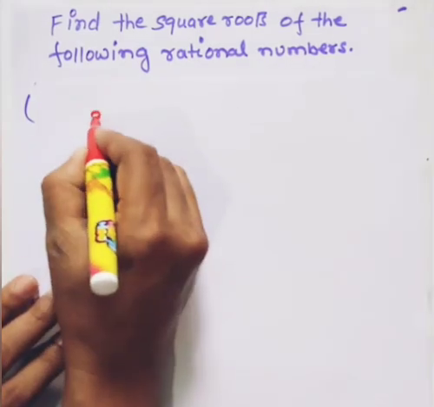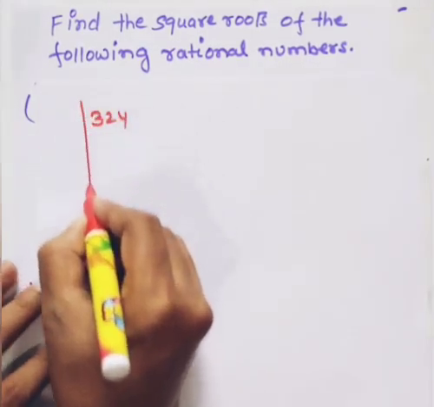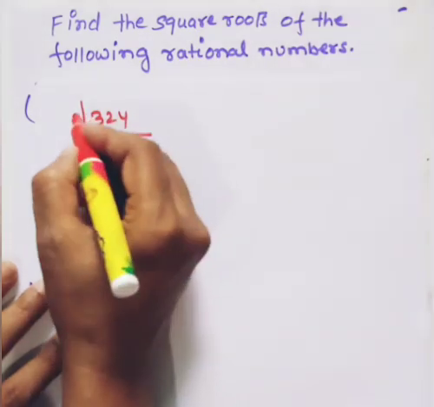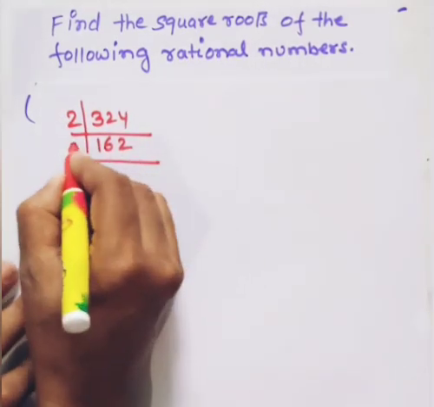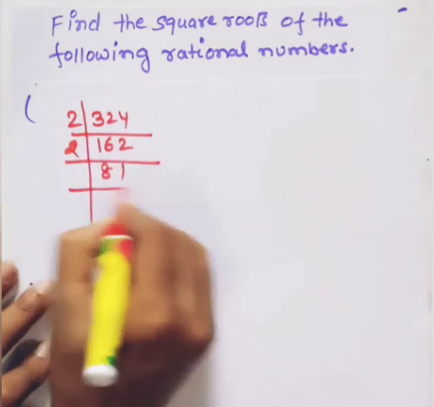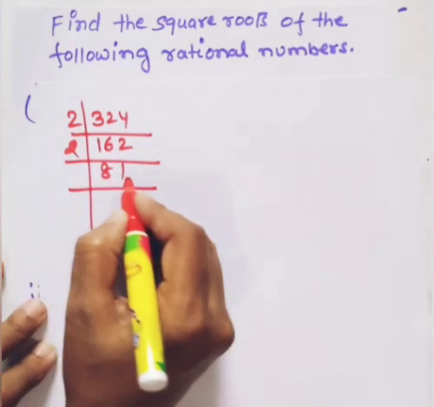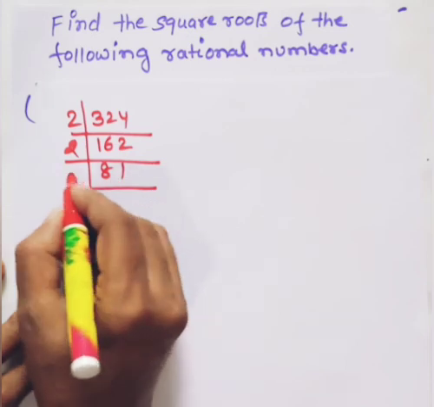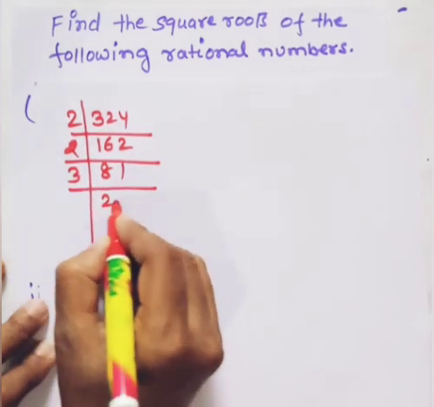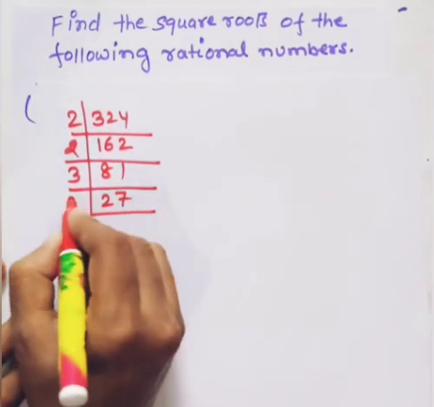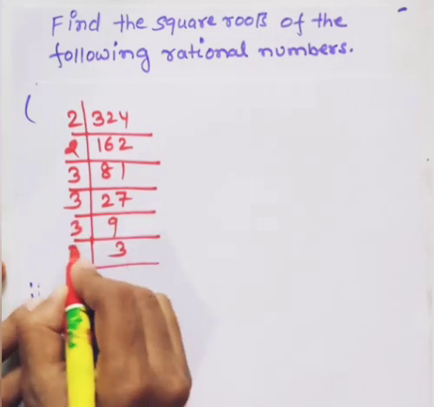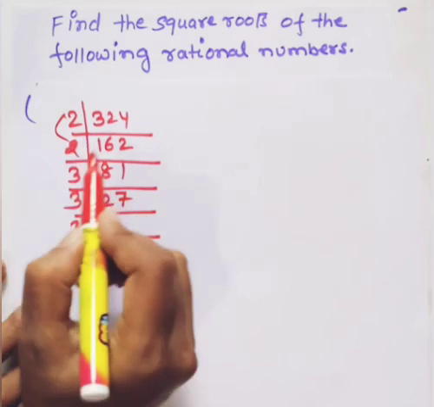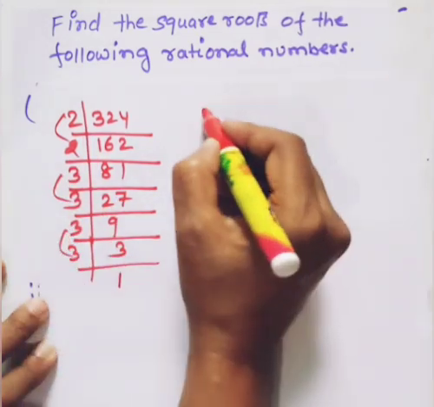See, 324 is an even number, so start with 2. 2 1s are 2, 2 6s are 12, 2 2s are 4. Now see, 2 8s are 16, 2 1s are 2. See, this is an odd number, 8 plus 1 is 9, so the divisibility test goes with 3. 3 2s are 6, 3 7s are 21, again 3 9s are 27, 3 3s are 9 and 3 1s are 3. See here, 2 square, 3 square and 3 square.